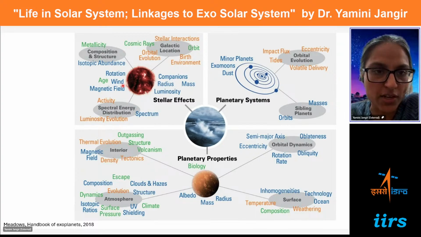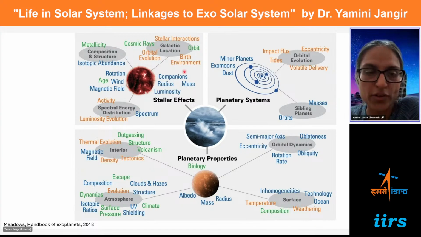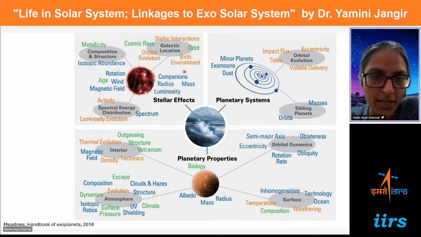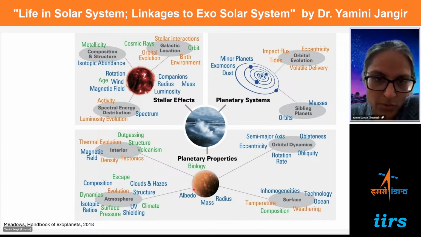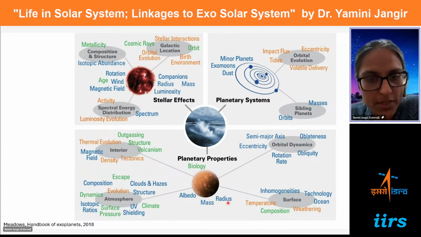So what is the rotation like? What is the magnetic field like? Are there any cosmic rays? Because if there are cosmic rays, and if there is no atmosphere, of course the surface will not have any life. If we look at the biology aspect of it, we have to study the atmosphere, which is the albedo. We have to understand what the mass and the radius are. We have to understand the temperature, composition, and weathering effects.